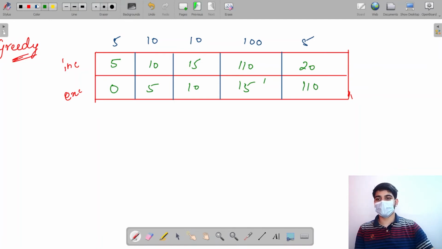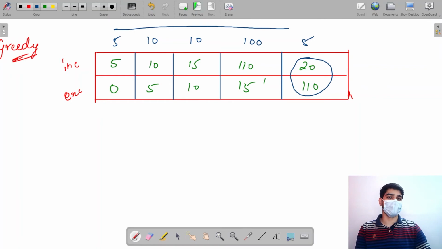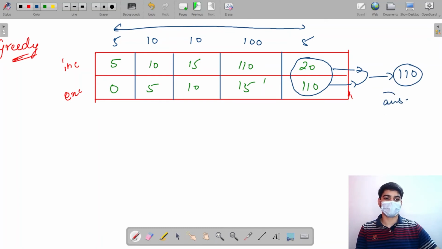Now, if we look closely at the last position, what does it signify? The maximum sum that I could generate with the subset such that all of my elements were utilized. This is what our question was: the maximum sum of non-adjacent elements. So out of these two, whichever is the maximum would be my answer. And as 110 is the maximum, this would be my answer.